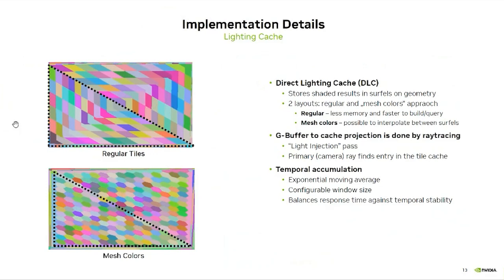And we have two types of LightingCache. First, we simply call regular tiles. That's this thing with quadrilaterals. It's very simple. It's easy to address. There is no indirection. You don't need any edge tables or anything. It's just calculated using barycentric coordinates. And the second is mesh colors, which is much nicer. You can actually interpolate between these circles, so we get very smooth lighting, but it requires indirection.